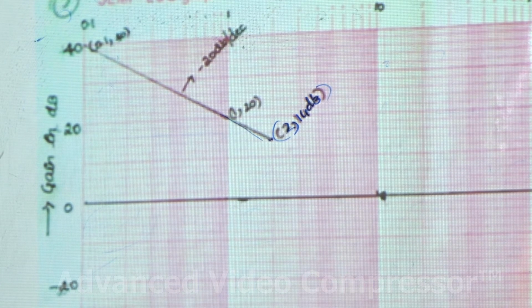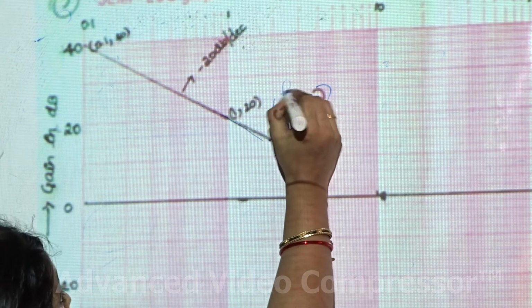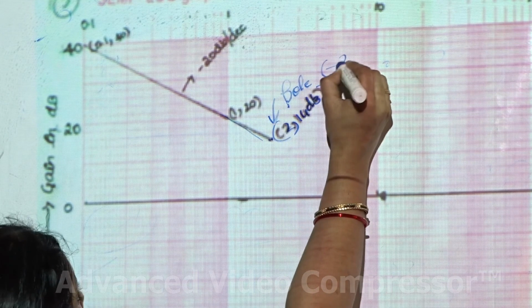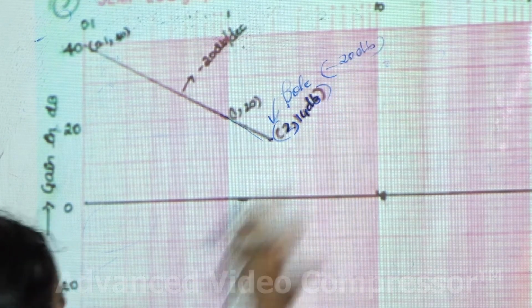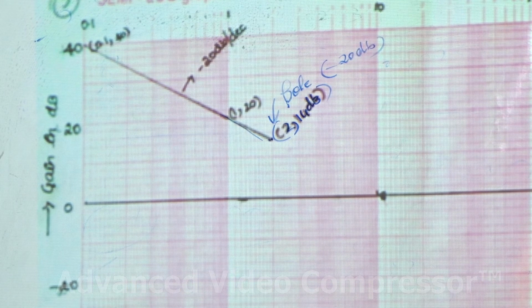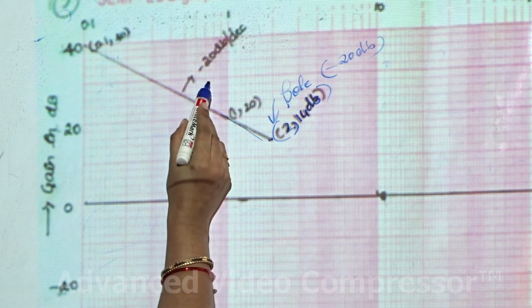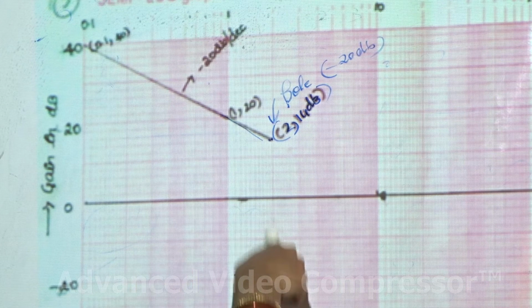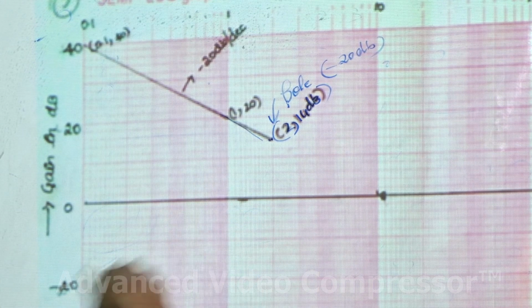Now at this point, what is adding? A pole is getting added. If it is a pole, minus 20 dB, a change in the slope will be there per decade. So now this is already going at minus 20. Again you are putting another minus 20. So the total slope becomes minus 40.